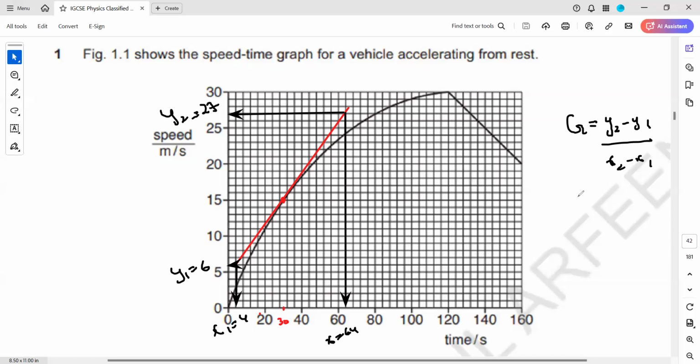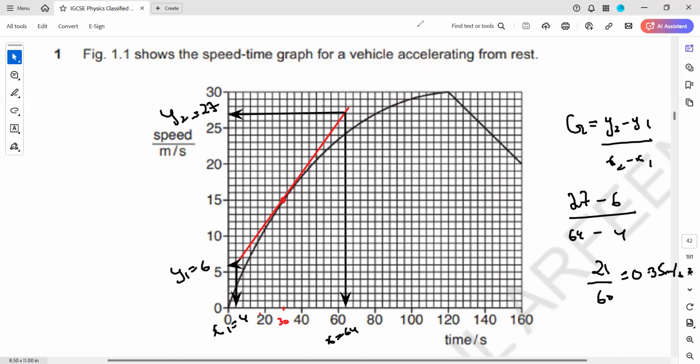So how to work out the gradient? 27 minus 6 divided by 64 minus 4. So 27 minus 6 equals 21, divided by 60. What's the answer? 21 divided by 60? 0.35. 7 by 20. So 0.35 meters per second squared.